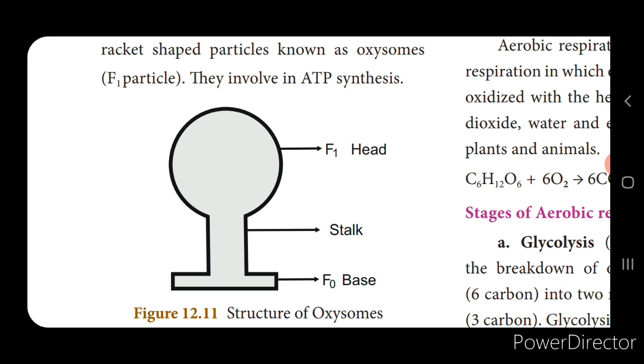Now in the picture you can see the structure of the oxysome, which is a racket-shaped particle, and this is also called F1 particles. You can see it has three parts, isn't it? The F0 base, that is the base of this, and again you can find a stalk, and above it a head-like structure which is called the F1 head or F1 particles. The function of these oxysomes is that they are involved in ATP synthesis. They are the main part, which is very important for the ATP synthesis, that is adenosine triphosphate synthesis.